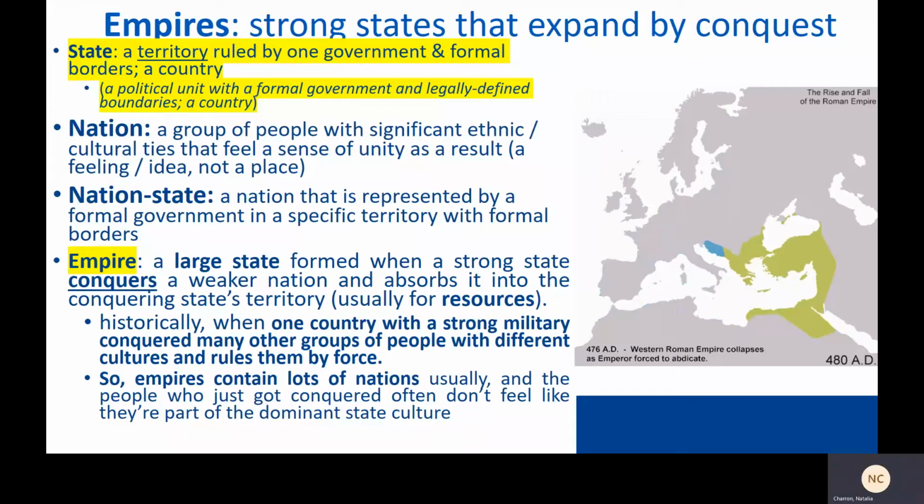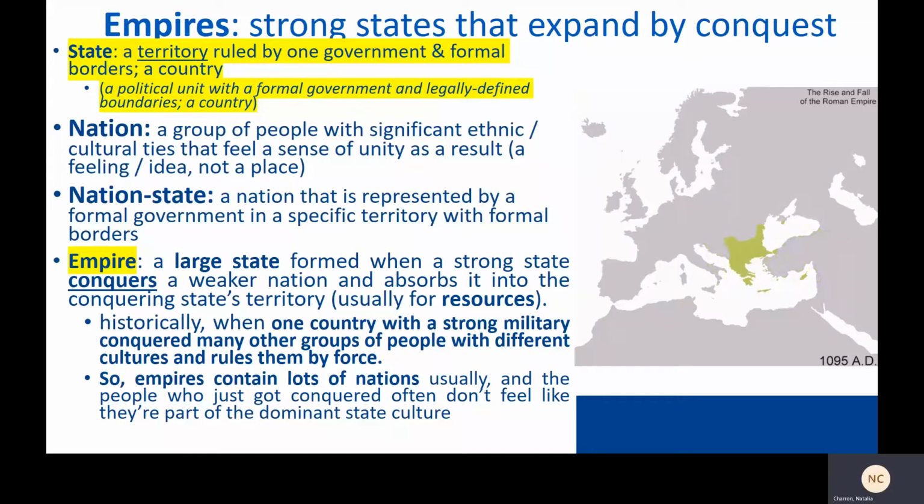So historically, these have appeared when a country with a really strong military takes over many other groups of people with different cultures, so different nations, and rules them by force. Therefore, empires contain lots of nations, because usually people who get conquered don't really feel very connected to the people who just killed a bunch of their friends and family members and took all of their stuff.